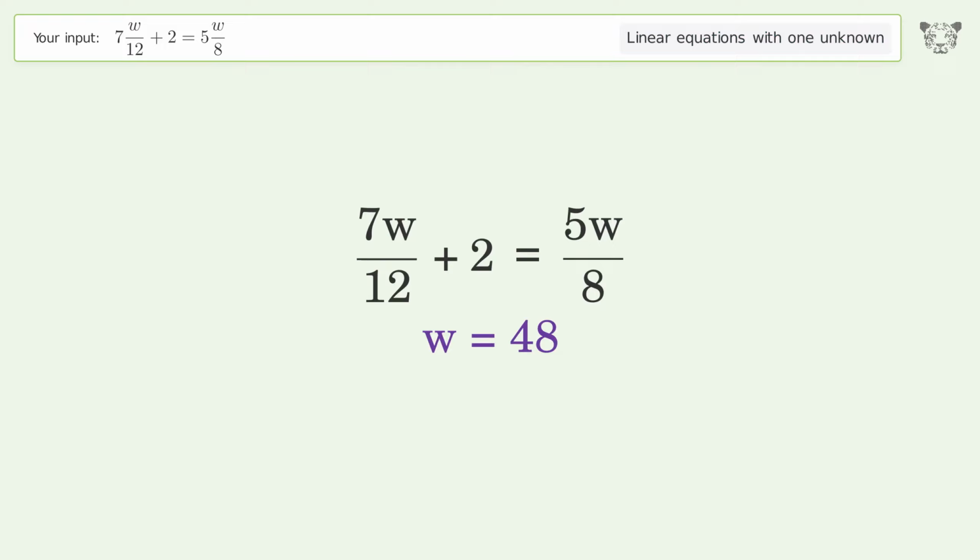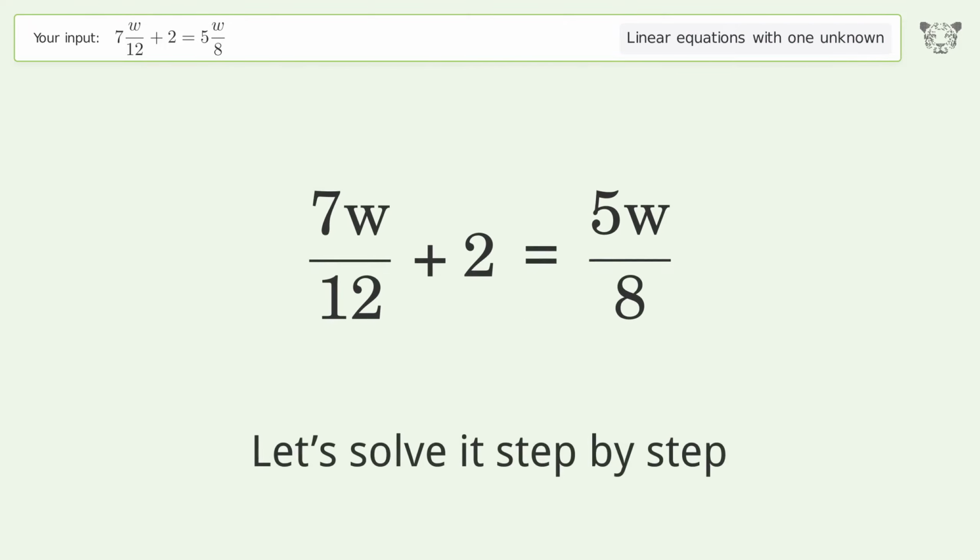You ask Tiger to solve. This deals with linear equations with one unknown. The final result is W equals 48. Let's solve it step by step.